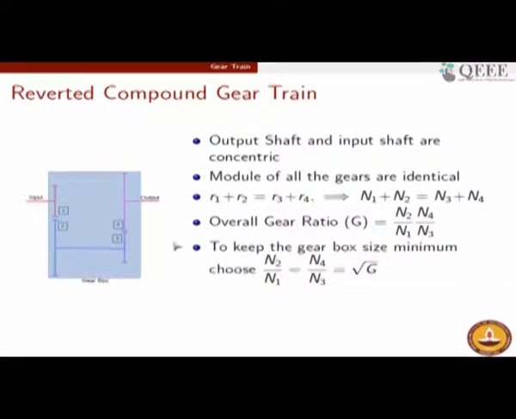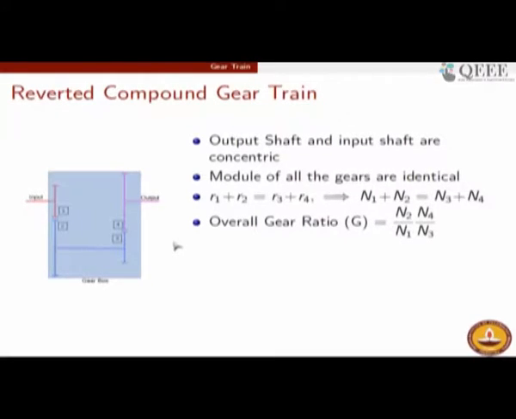Now the objective is not just to attain the gear ratio, but to achieve it in minimal size. The size is indicated by this blue box. This blue box is the gearbox, and all the gears will be packed inside it. So obviously you want to make this gearbox size minimal, and you can work this out as part of an optimization exercise. It so happens that the gearbox size will be minimal if the gear ratio in both the stages is equal.